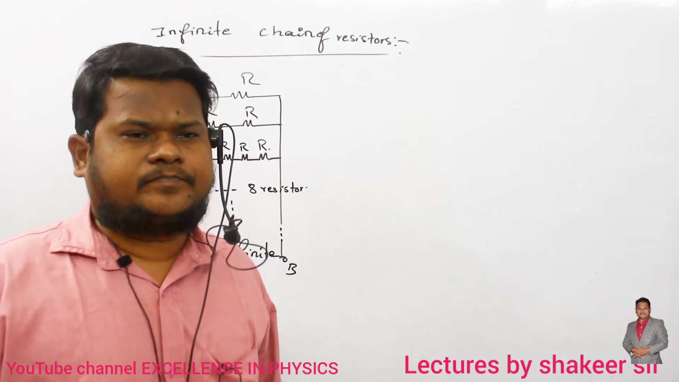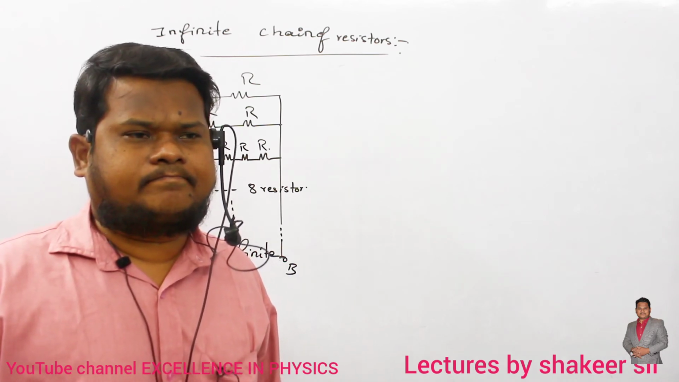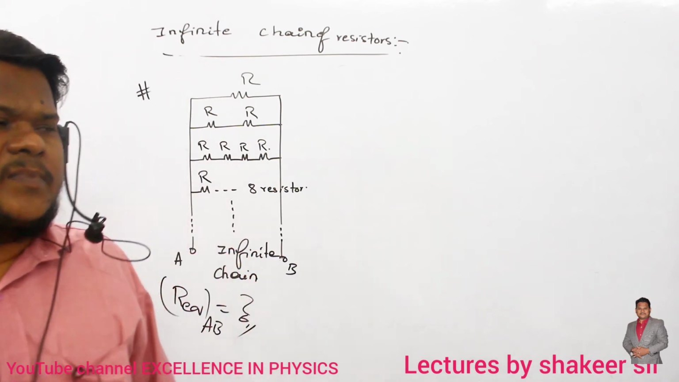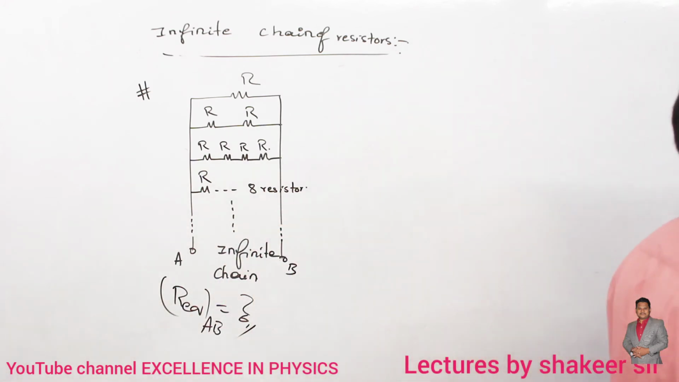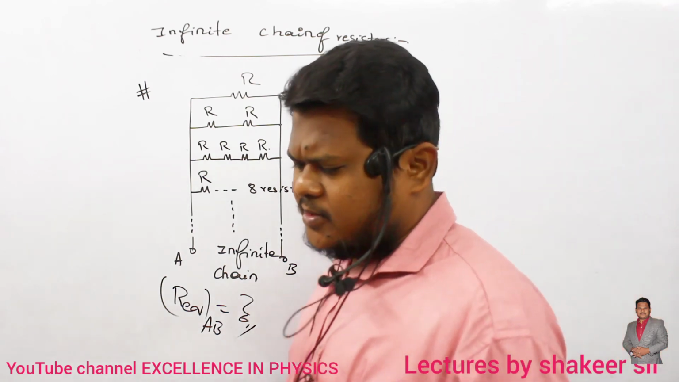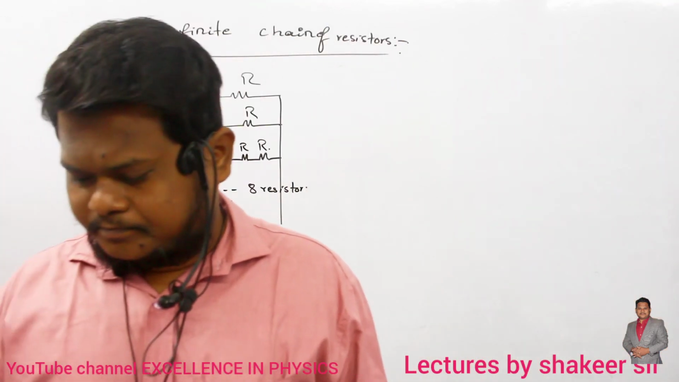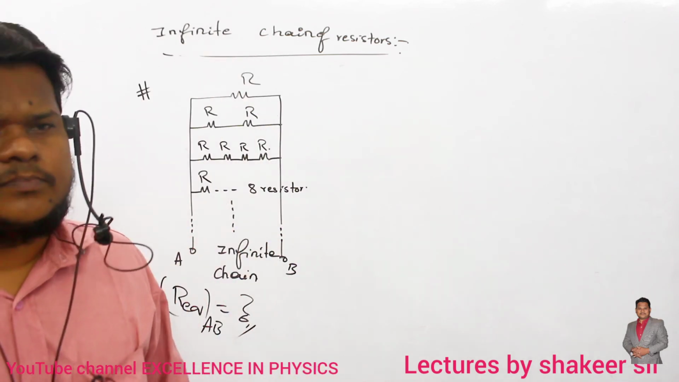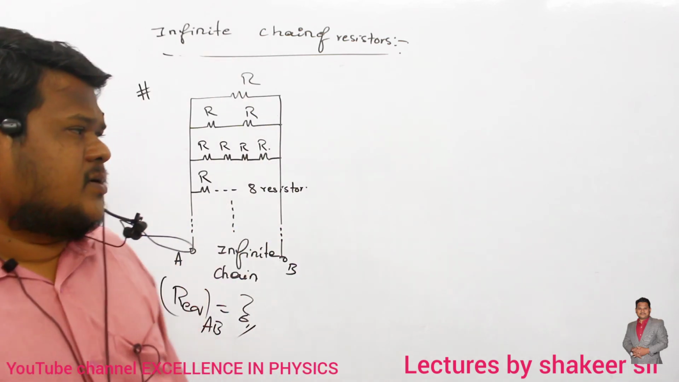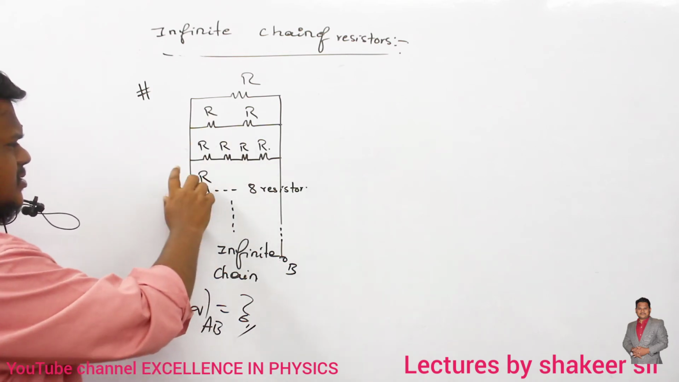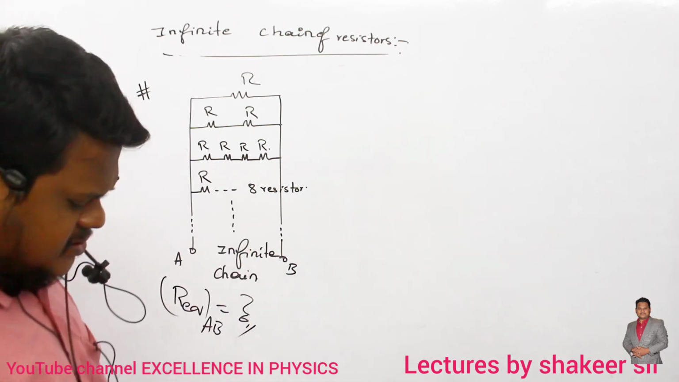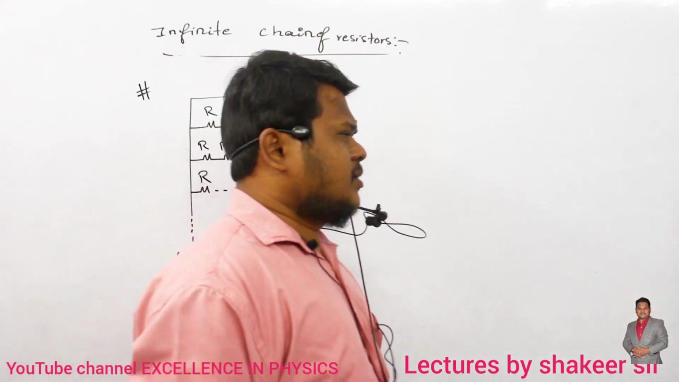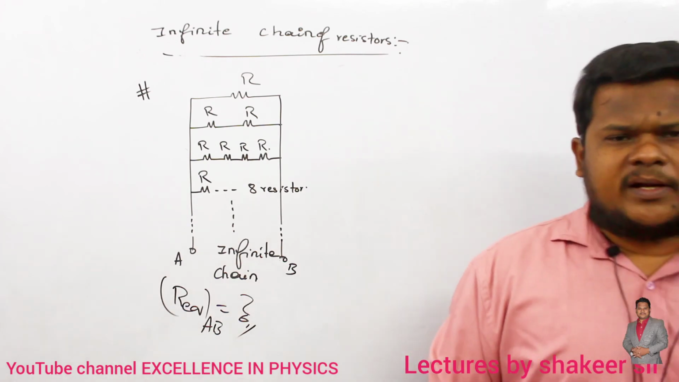Anybody? How can I do this one? See, all these resistors, are they connected in series or are they connected in parallel? Both are. Okay. So these two resistors, they are in series. These four are in series, and 8 resistors, they are in series. All the branches, they are connected in parallel combination.